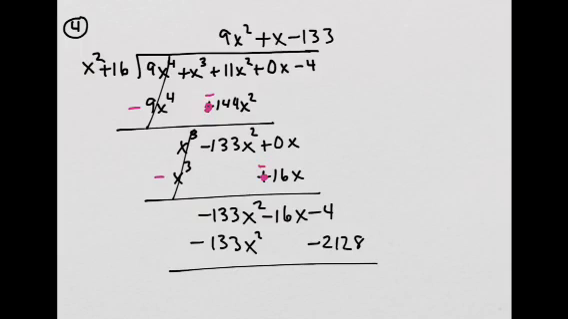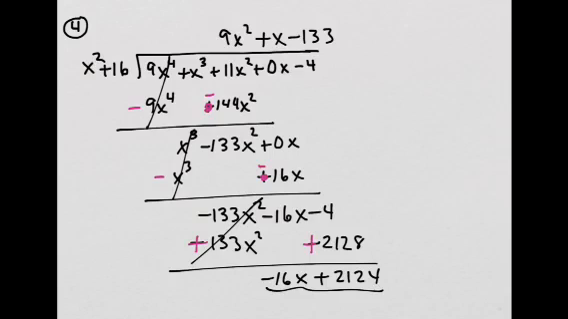So now we're going to subtract or add the opposite. So here that's a plus and that's a plus. And so when you combine the two lines, this is 0, this is negative 16x. 2,128 minus 4 gives you 2,124. And this is your remainder.